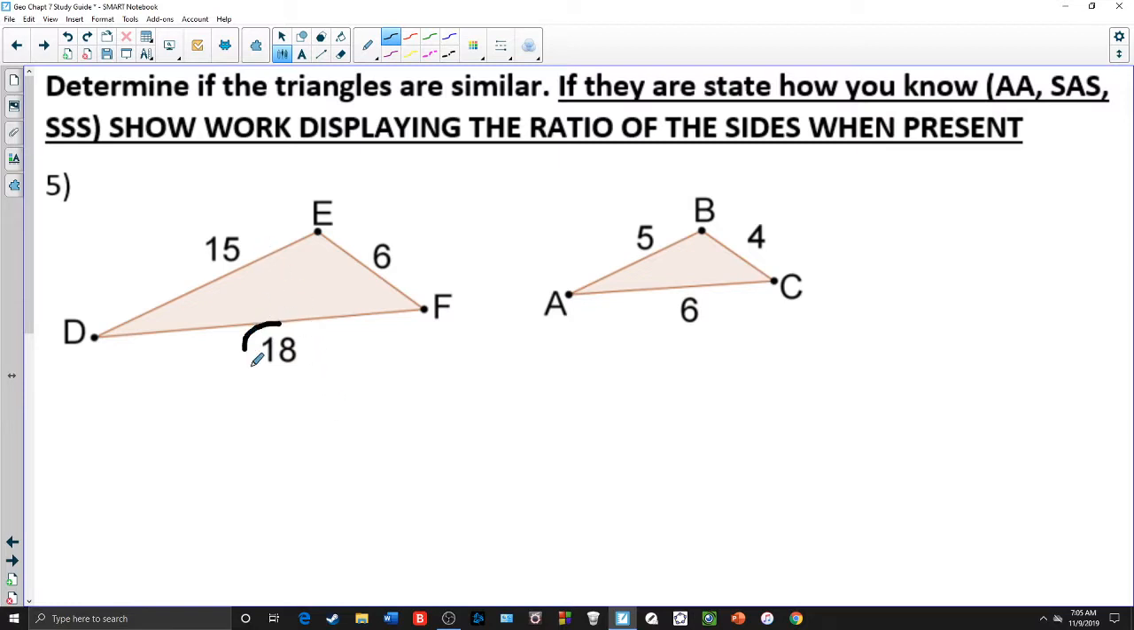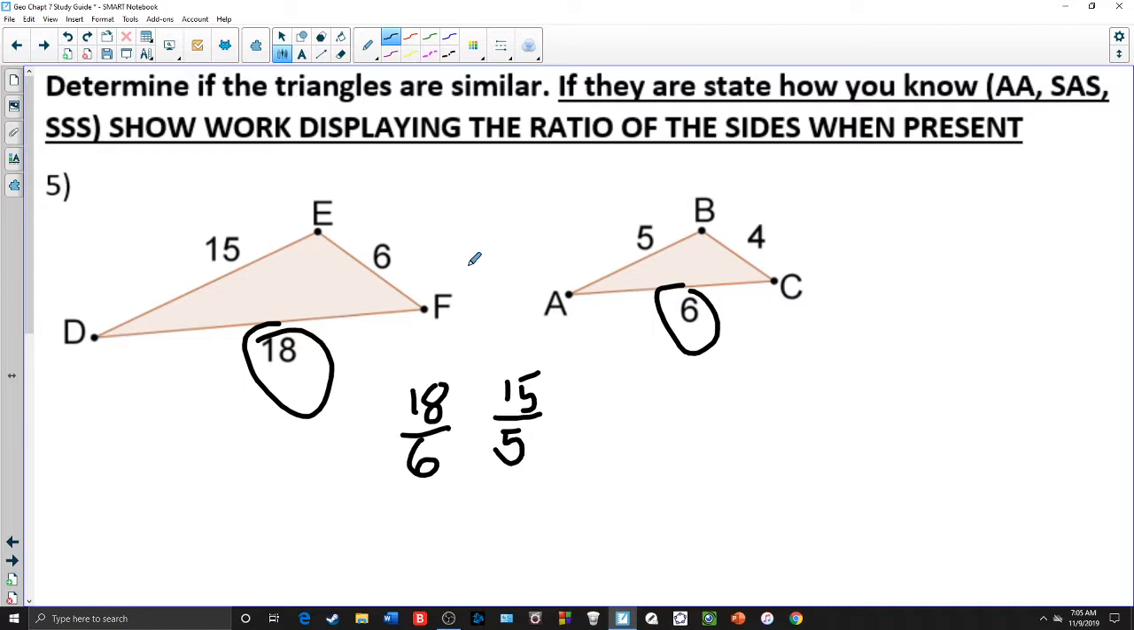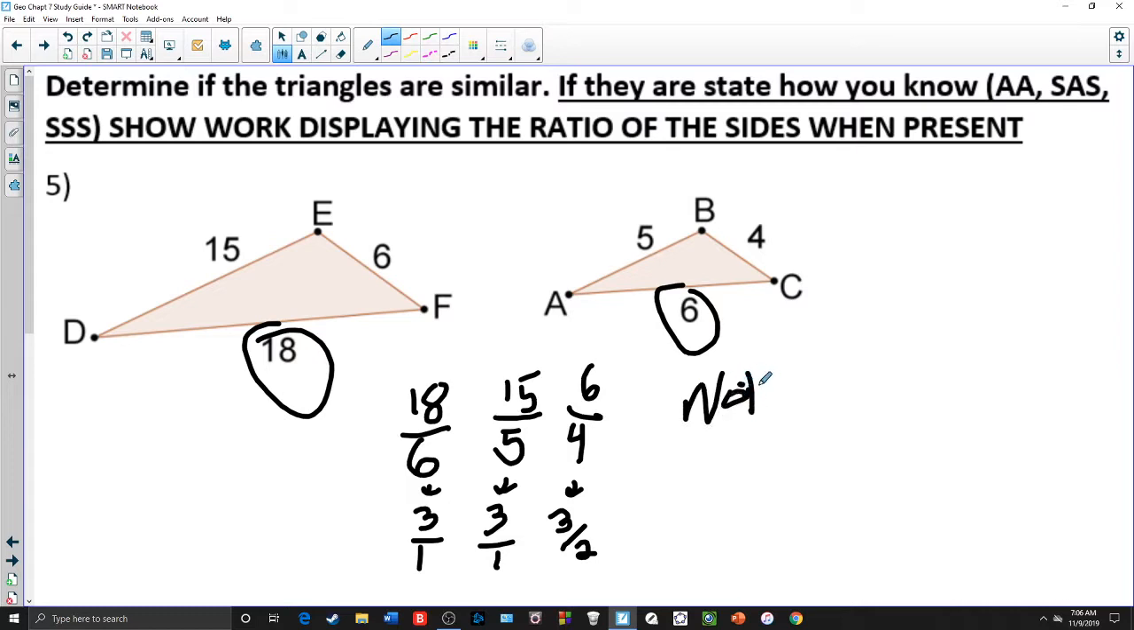So the biggest one here is 18. The biggest one here is 6, so we'll start with those. We'll do 18 over 6. 15 and 5 are the middle pieces, so 15 over 5. And then 6 and 4 are the smallest, so 6 over 4. We want to see, do these fractions come out to be the same, either by reducing them or by dividing them out. So in this case, 18 divided by 6 just gives me a solid 3, or 3 over 1 if you want to keep it as a fraction. This would give me a solid 3 over 1 too, so we're looking good. This right here would give me a 3 over 2, which is not good, because it should be the same as these here. So these would not be similar, so not similar.